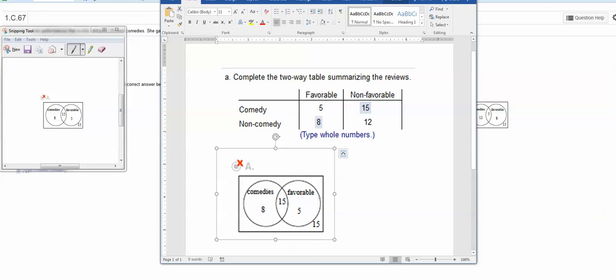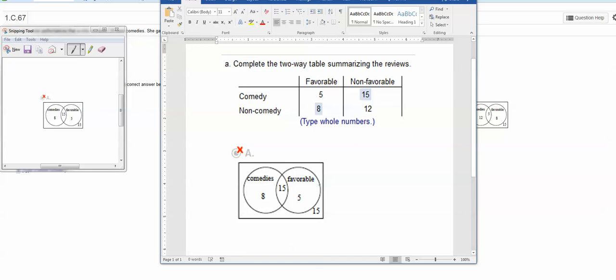Since favorable and comedies have an overlapping piece, that number's got to be in the piece that matches. Here they're saying, under comedy, the things that are also favorable are 5, and here we've got 15, but that 15's in the favorable bubble, so that doesn't quite fit. The other problem is, in the comedy bubble, between the 5 and the 15 there's got to be 20 items total, and if I add 8 and 15, I get 23, where I should have 20. So that's another problem with the picture: it adds up to too much.